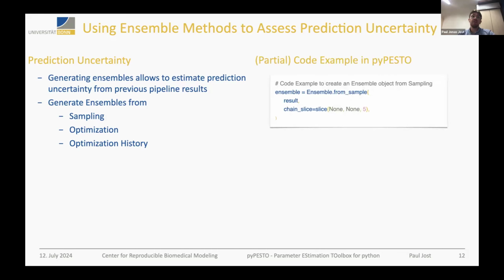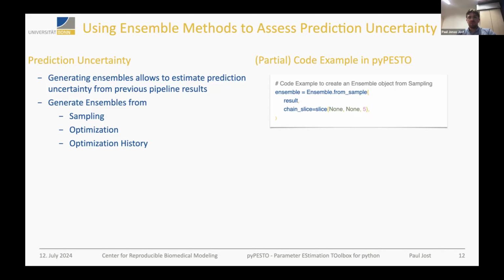I have to be transparent. This is the only one where I only show a partial code because it actually takes a bit more. The ensemble creation is, as you can see, fairly straightforward. Here we told this, okay, we want from this result where we did some sampling, every fifth value of the sample. What is a bit more involved is creating a predictor, creating a prediction result. Then we do have examples for this.